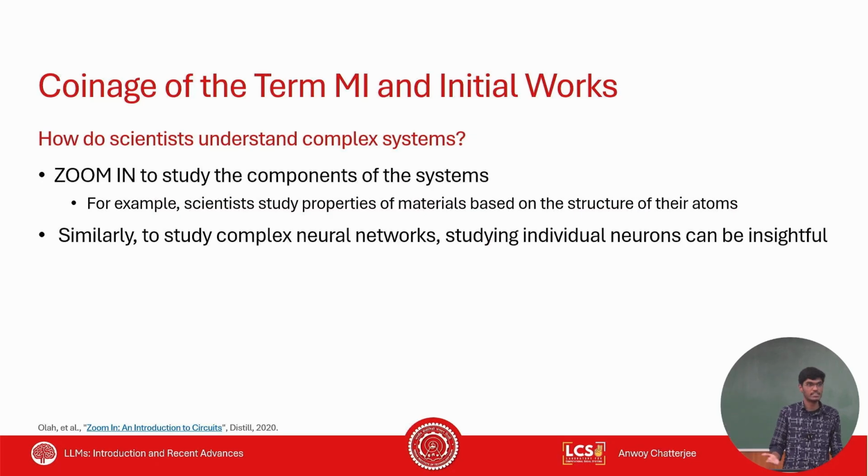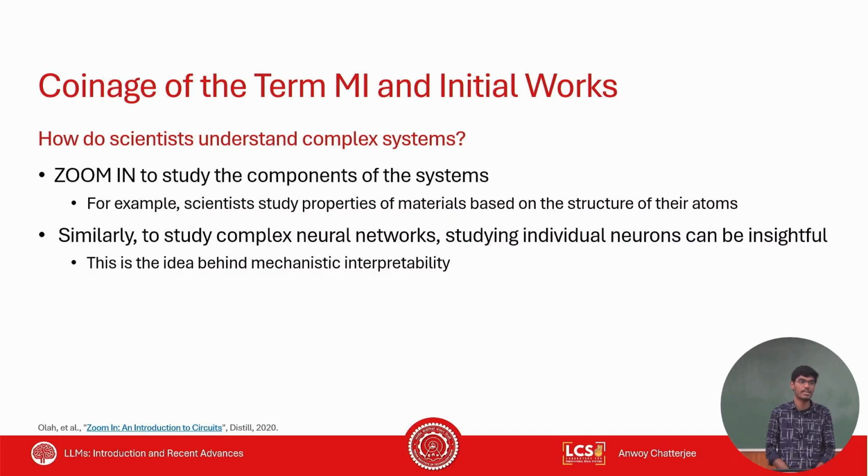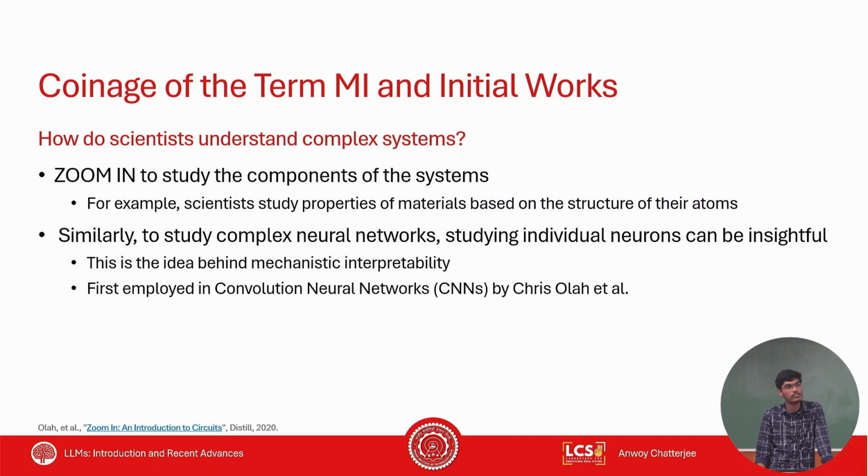Similarly, neural networks at the end of the day are complex systems. So let us take a leaf out of the book of science and look into the atoms of neural networks. What does a neural network consist of? What are the atoms of neural networks? They are neurons. So this is the key idea behind mechanistic interpretability. We look at the atoms of the neural networks, the neurons, and try to reverse engineer how that output may have happened.